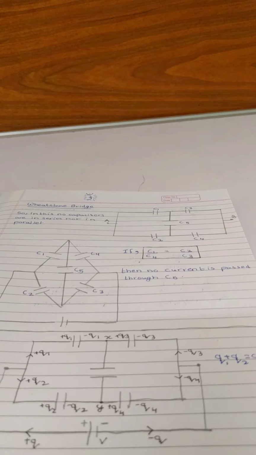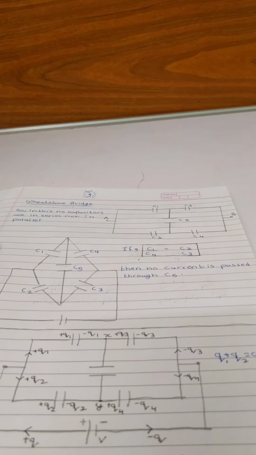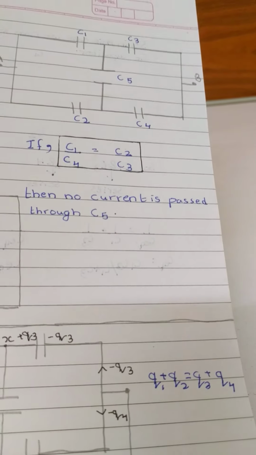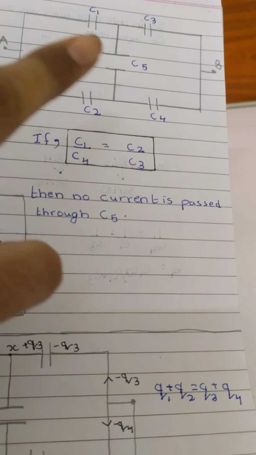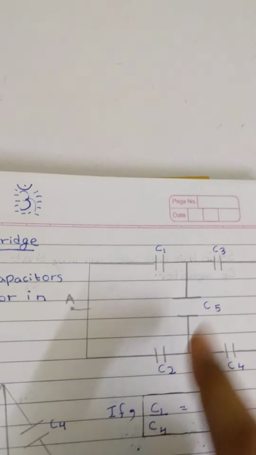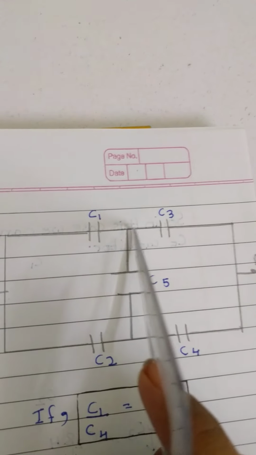Now, Wheatstone bridge. This is a very important tool used with resistors, capacitance and current electricity. I have a circuit like this, with points A and B, and C1, C2, C3, C4, with C5 in between. Can you say C1 and C3 are in series? Just think, are these two in series? No, because there's a junction in between.